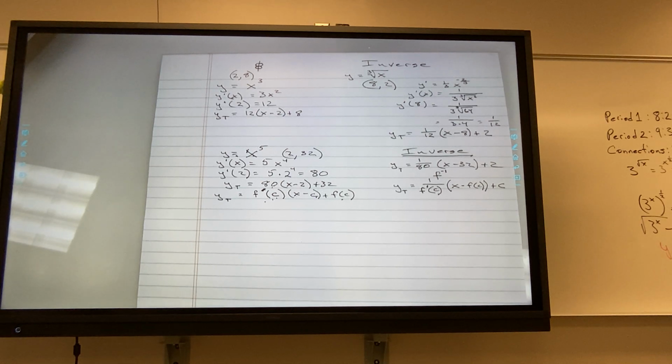Because sometimes it can get confusing. So I'll create two columns, one called the function side, one called the inverse side. Does that make sense? All right, let me hand out the notes.